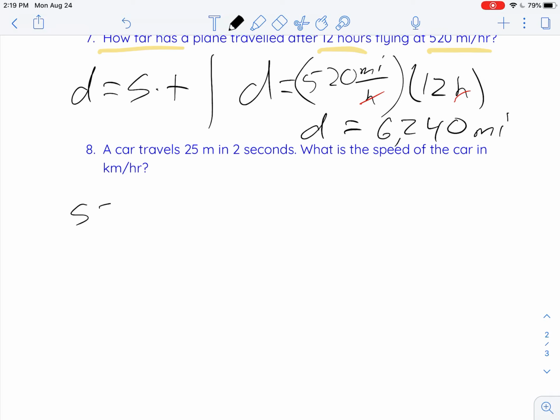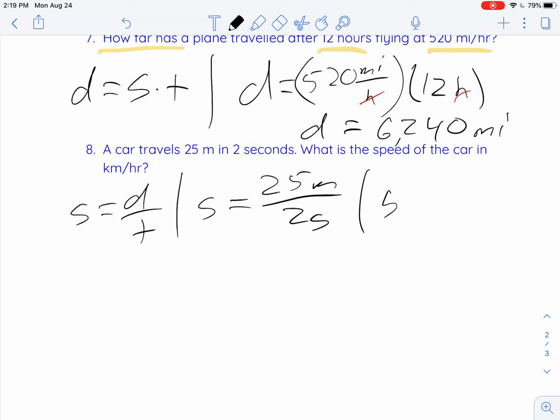First things first, speed is equal to distance over time. So I'm going to take that speed as 25 meters divided by 2 seconds. It's going to get me 12.5, but the units here are meters per second. And they want us to take that and convert it to kilometers per hour.